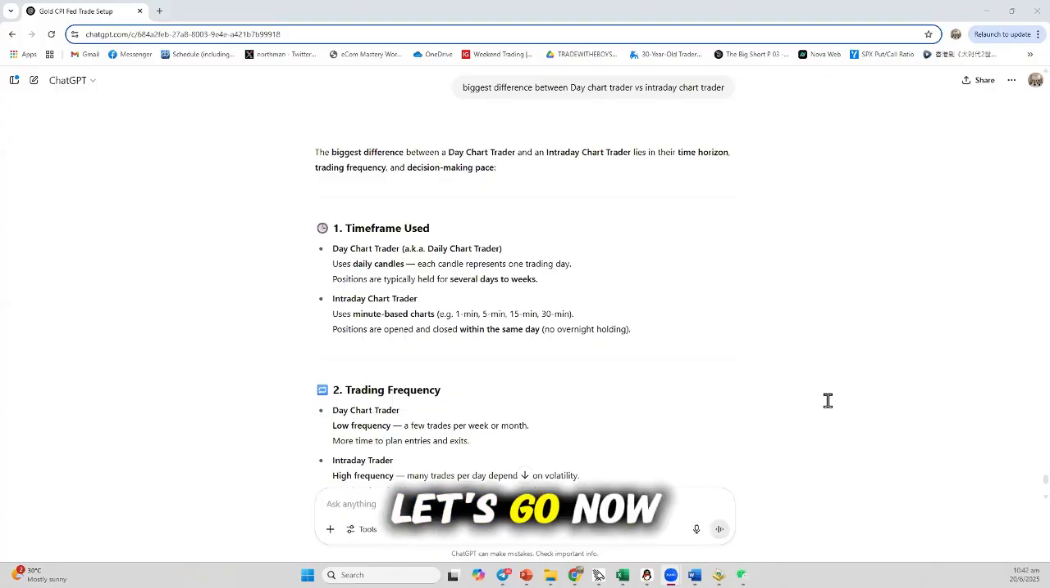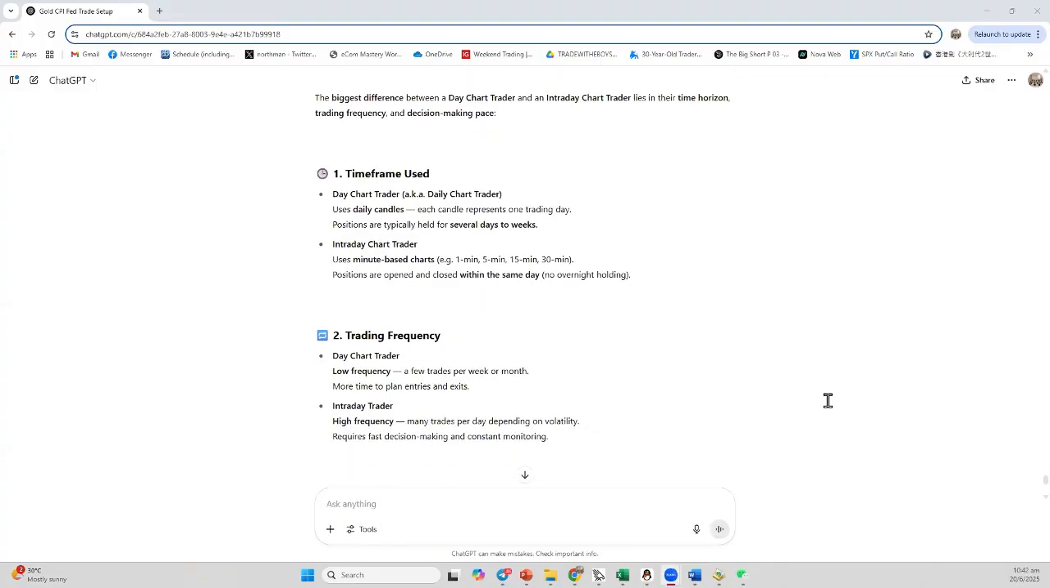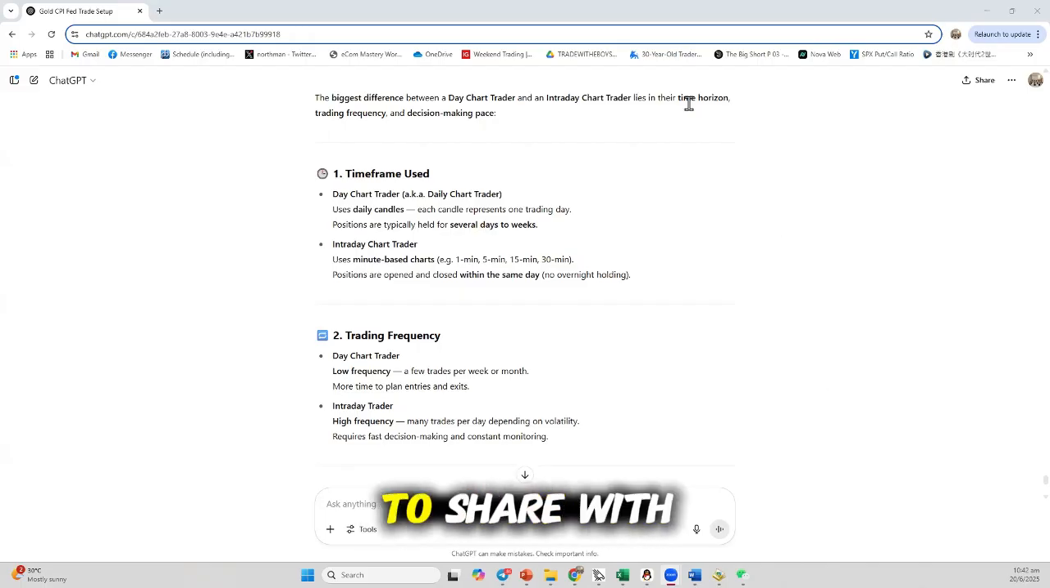Let's go now. What I did is I asked ChatGPT to help me on this so that I can have a better idea to share with you all properly. I think they did a good job here. The difference is between the time horizon, the trading frequency, and the decision-making pace. I think this can be understood quite simply already, right? So let's talk about the time horizon first.